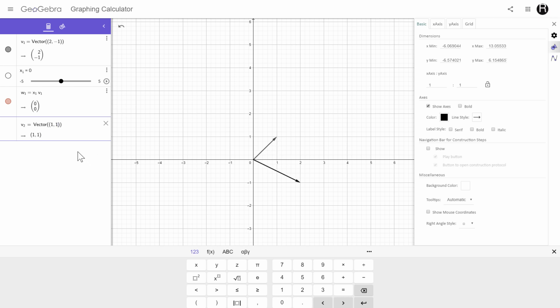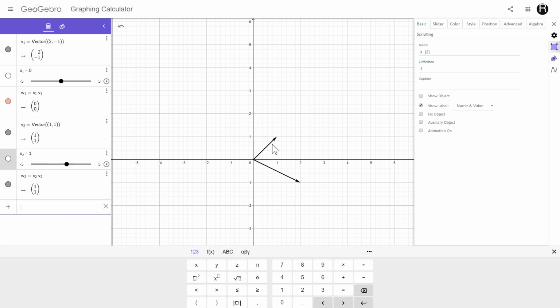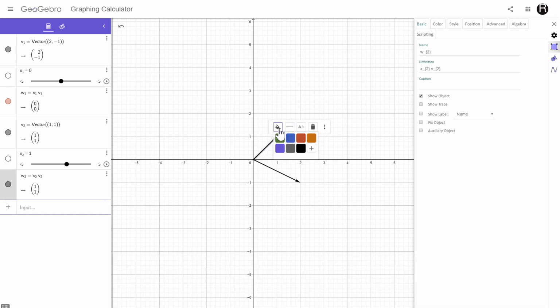And let's do the same thing. Let's scale this. Let's call it W2, and scale it by x sub 2. We'll create a slider, change the color to orange, and make it dotted as well. If we show the trace and have this run, we can see that one vector again creates a line passing through 0, 0 and wherever that goes. So that's still talking about the span of one vector.